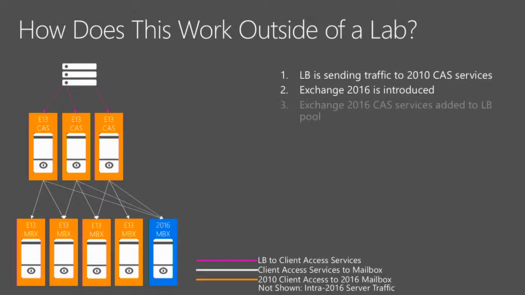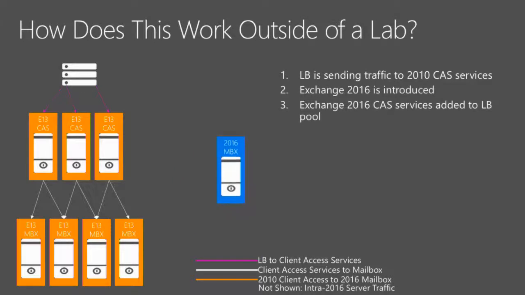Next step, you then add that 2016 server, once you're happy with its configuration, to the load balancer. So now you've got an additional server taking load balancer traffic. These fun little orange lines are the 2013 CAS sending traffic to 2016 mailbox for users that have a mailbox on 2016. And you still have 2016 mailbox proxying traffic back to 2013 mailbox for those users that are still on the old environment, we'll call it right now.